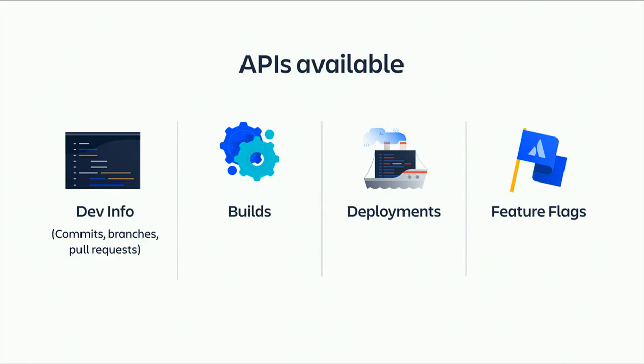So, the 4 APIs I have available. The first one we call dev info. This is the one everyone's familiar with, which is the commits, branches, and pull requests, whether they come from Bitbucket or GitHub or internal sources as well.